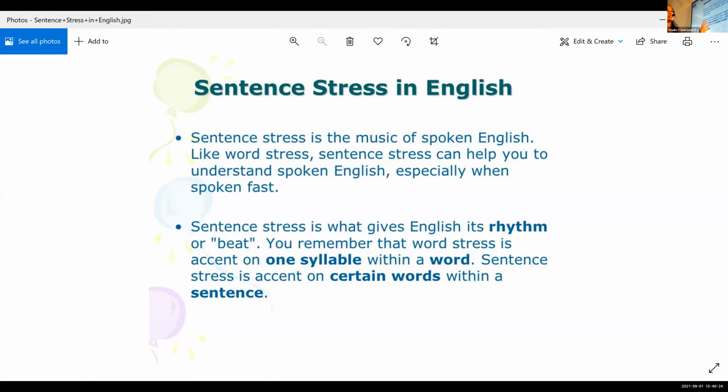Okay, now we can have two kinds of stress: sentence stress and word stress. In word stress, we stress on the syllable that is more important. In sentence stress, we stress on the word which requires importance, okay? Now, how will you identify which words have to be stressed and which words should not be stressed?